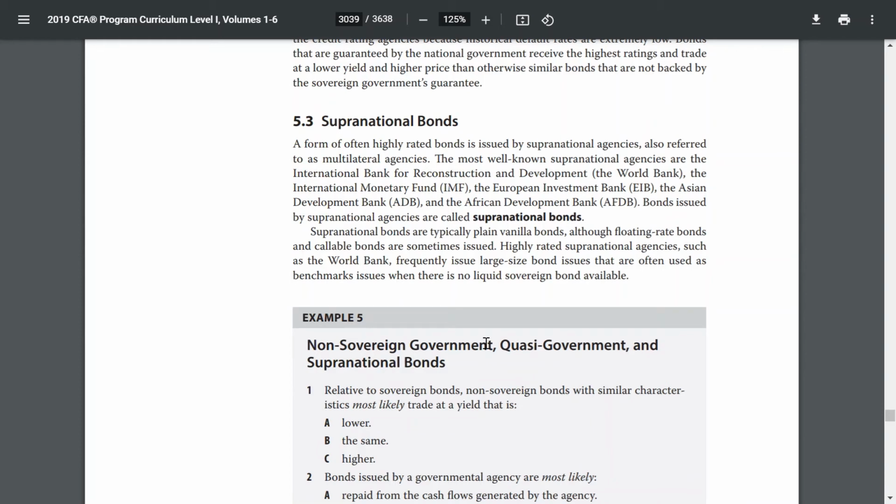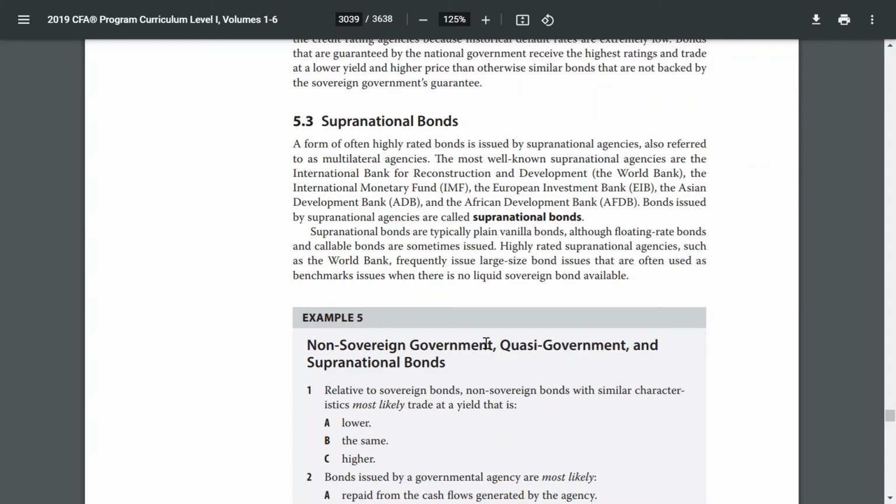Supranational bonds, a form of often highly rated bonds, are issued by supranational agencies, also referred to as multilateral agencies. The most well-known supranational agencies are the International Bank for Reconstruction and Development, or the World Bank, the International Monetary Fund, the IMF, the European Investment Bank, the Asian Development Bank, and the African Development Bank. Bonds issued by supranational agencies are called supranational bonds.